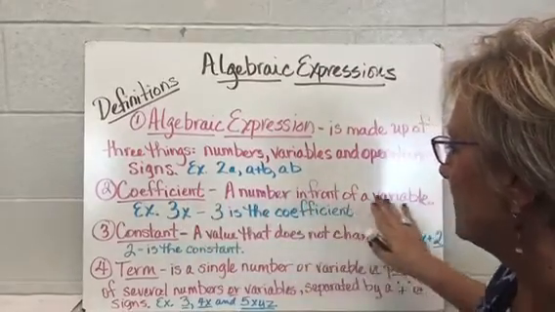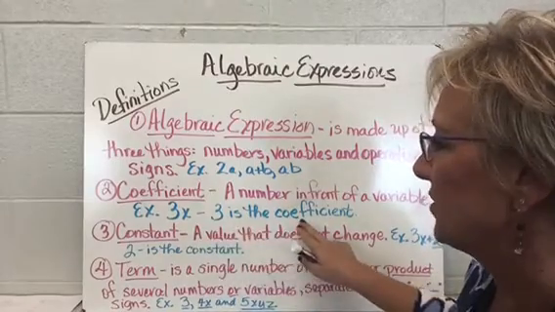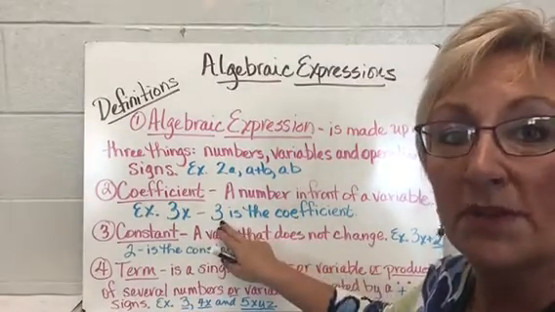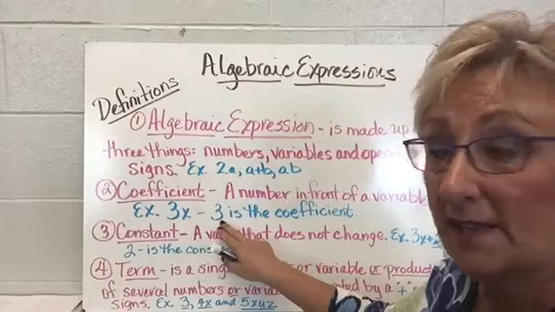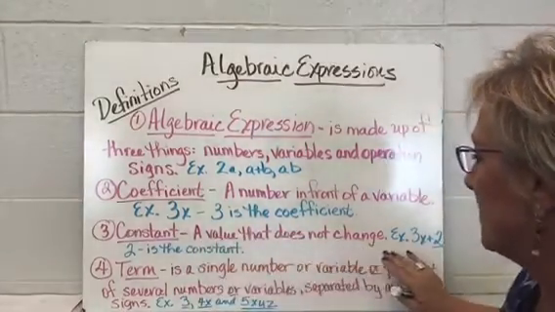Coefficient, this is the number that is in front of the variable. For example, 3x, the 3 is the coefficient. 3 is what I'm going to be multiplying to whatever my value of x is going to be, and that's called the coefficient. A constant is a value that does not change.